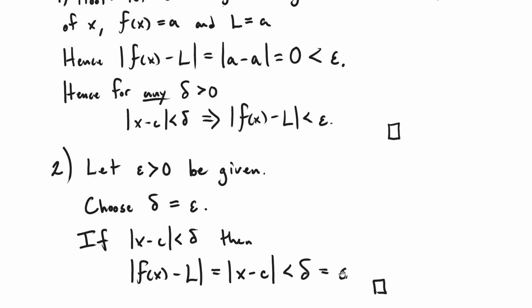And delta being equal to epsilon means that if we follow this chain backwards, the magnitude of f of x minus L is less than epsilon. And that's what we wanted to show to prove the limit is what we claimed it was. So from now on, we'll be able to use that as a fact to get started using our properties of limits.